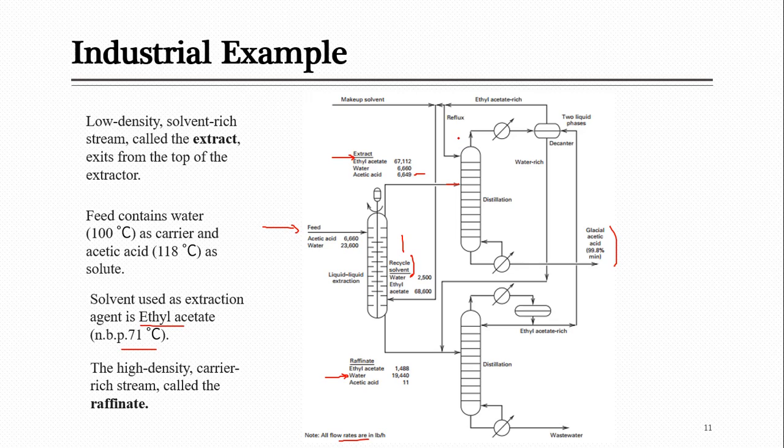Yes, they are not acetic acid, they are ethyl acetate and water. So at the top of the column, you know that you have some condenser. So here we have a condenser. This will condense these liquids, and after condensation you bring them to some decanter. A decanter is a settling vessel that provides you separation based on density.